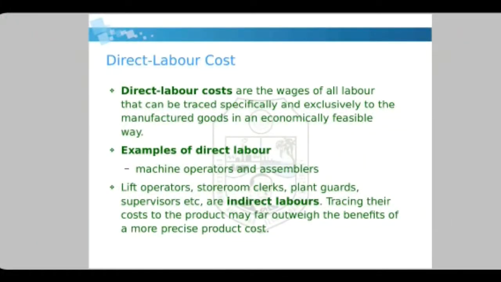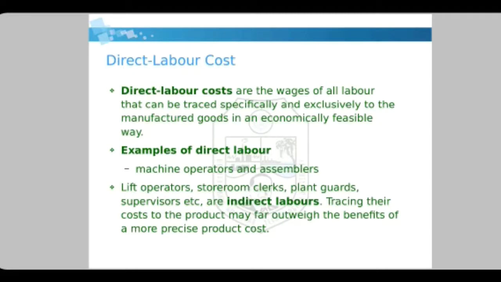Now direct labor cost. Direct labor costs are the wages of all labor that can be traced specifically and exclusively to the manufactured goods in an economically feasible way. So the number of laborers used for making that particular product, right? The laborers can be machine operators or assemblers, the ones who are assembling that product. On the basis of these two we can calculate the cost of that product, or attribute directly to the cost of that product.